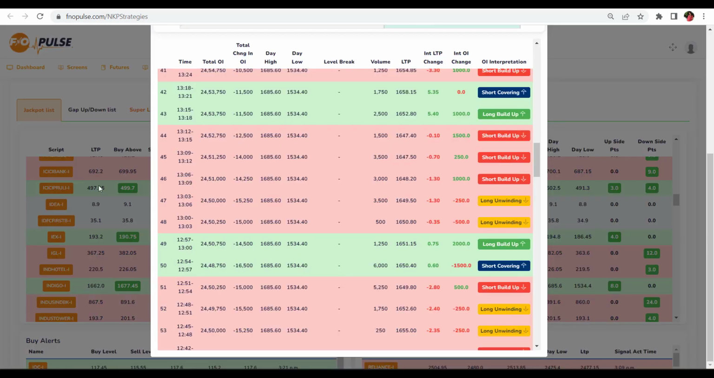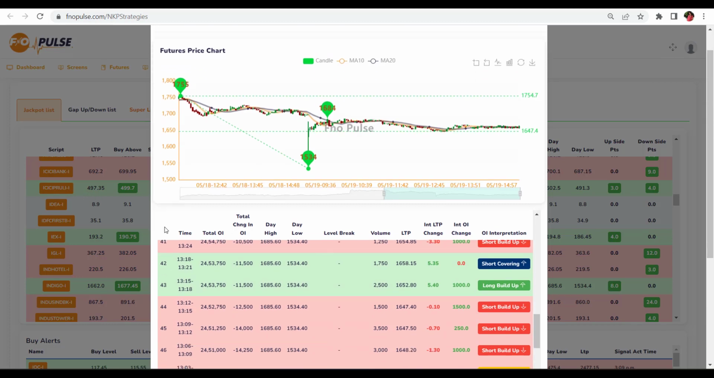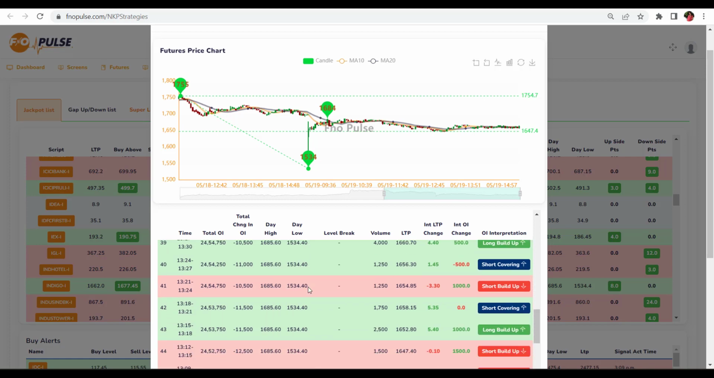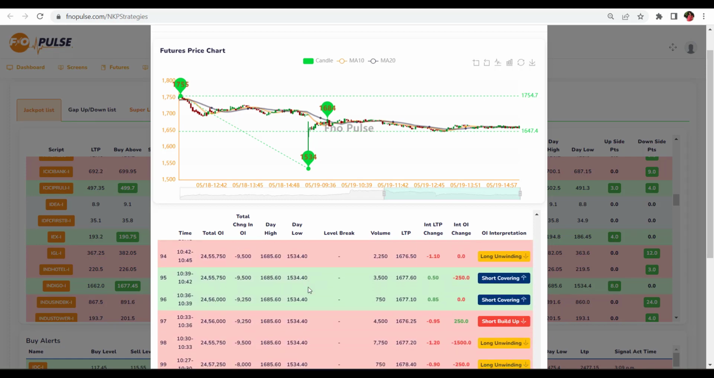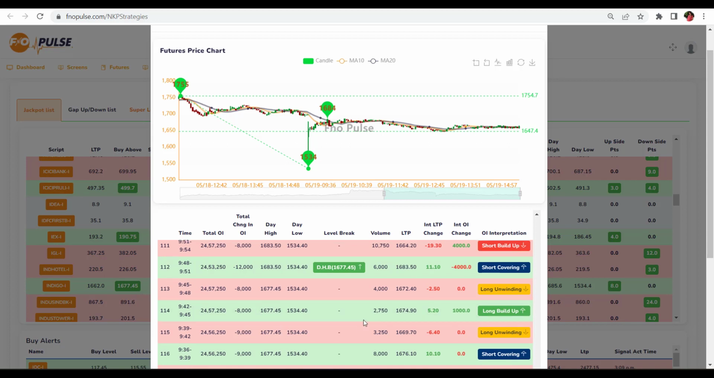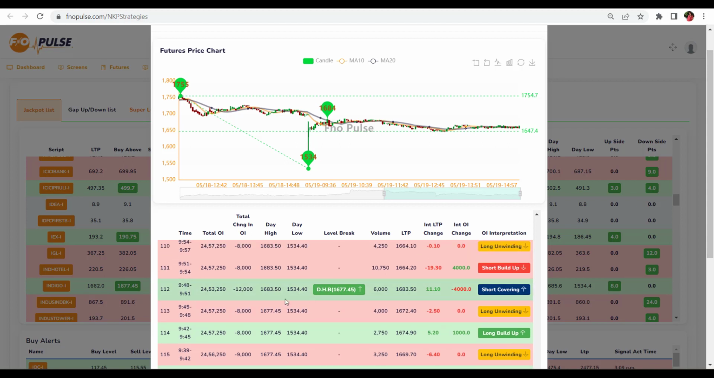First, let's see Indigo. The entry price is given as 1677. Today, the day high is 1685.60, so almost 9 points profit in this. You can find when that 1677 got executed and at what time. The 1677 entry was given at 9:48 a.m. to 9:51 a.m. So according to that, you can go for this one.